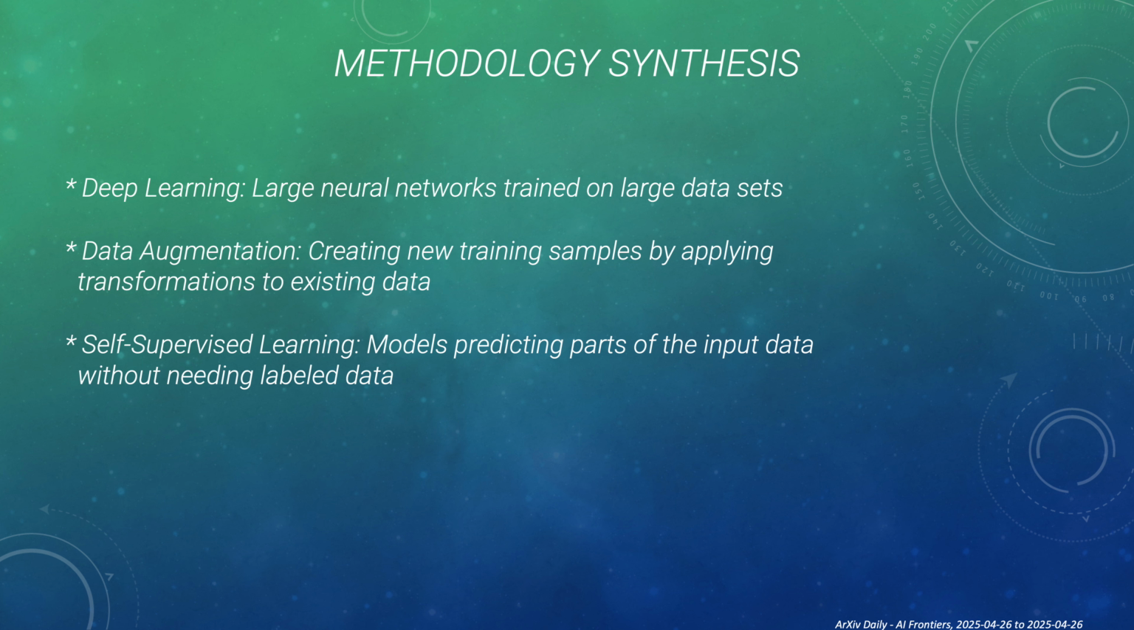Data augmentation involves creating new training samples by applying transformations such as rotation, scaling, or cropping to the existing data. This can enhance model performance, especially when data is limited. In self-supervised learning, models are trained to predict some parts of the input data from other parts. This eliminates the need for labeled data for training.